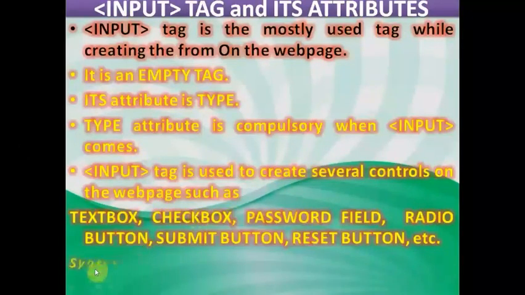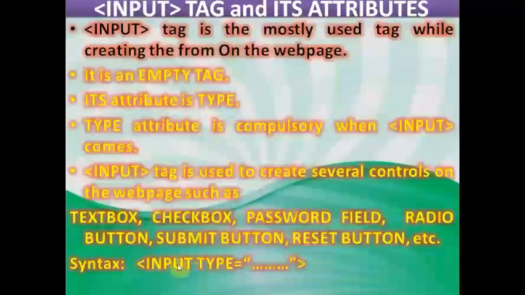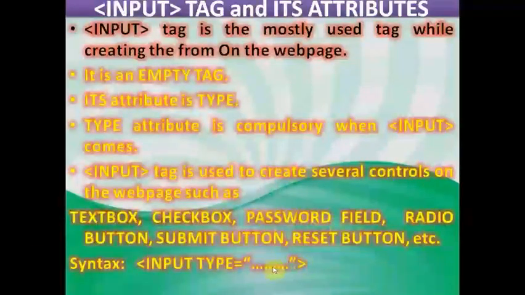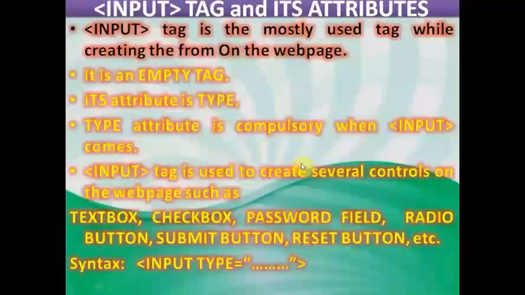Next, you can see the structure also, how to use it. First number, you have to give an angular bracket, and in the angular bracket you have to give input, then one space, type equal to, and you have to give the value. Here you have to specify what you are going to create. If you are going to create a text box, you have to give text here. If you are going to create a checkbox, you have to give checkbox. For a password field, you have to give password. In Notepad, while doing practical, you will understand everything.